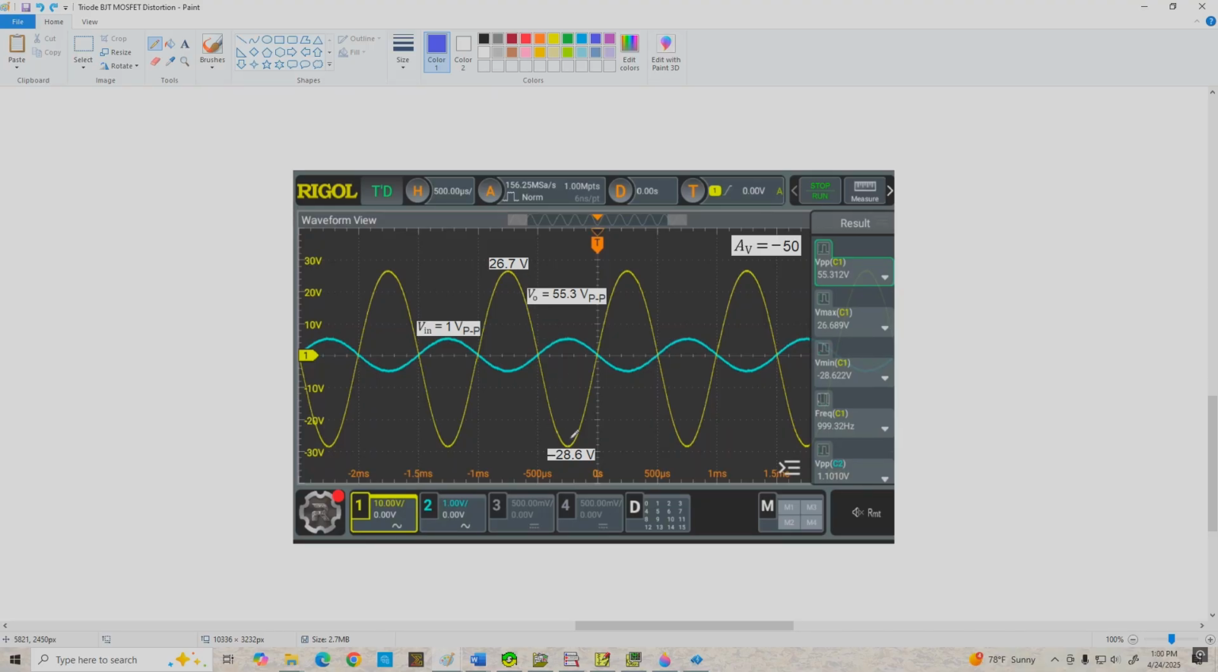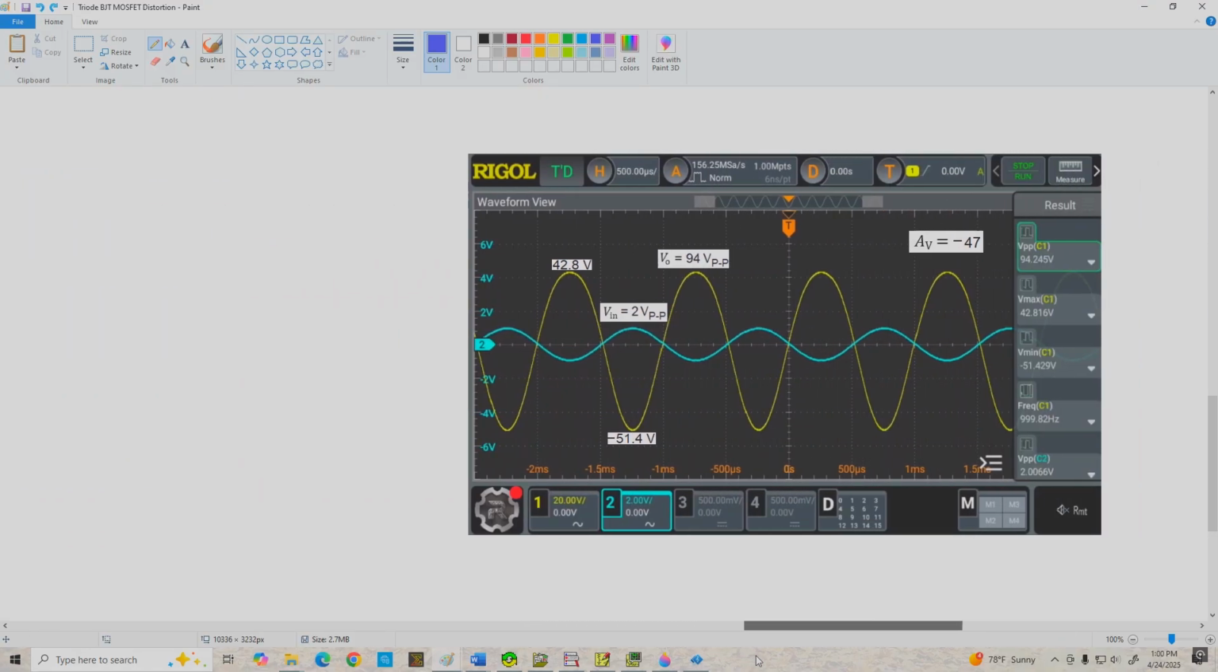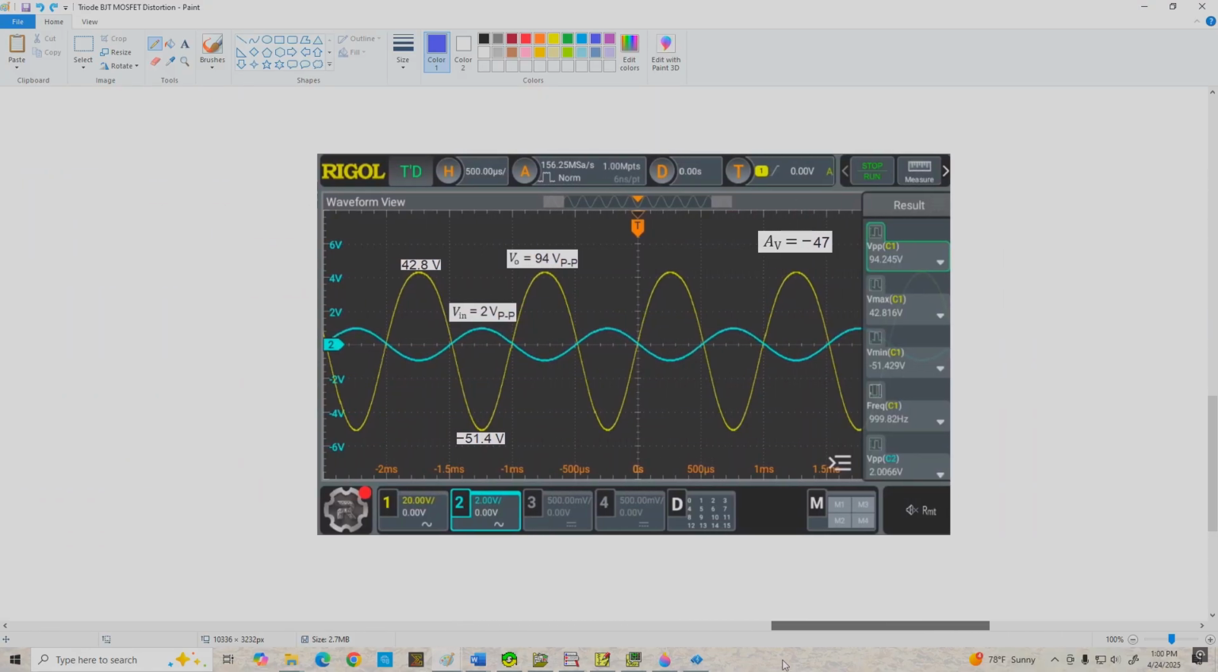So there's not that much asymmetry present. And you can use that as a general judge of the amount of distortion. The more asymmetrical we are on these two peaks, the more distortion we have. Now let's go on over and take a look at what happens when we drive the amplifier pretty hard.